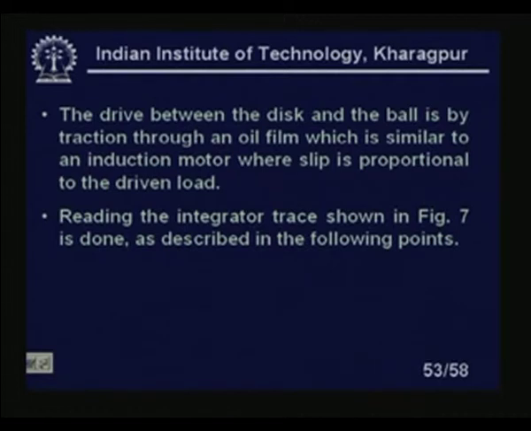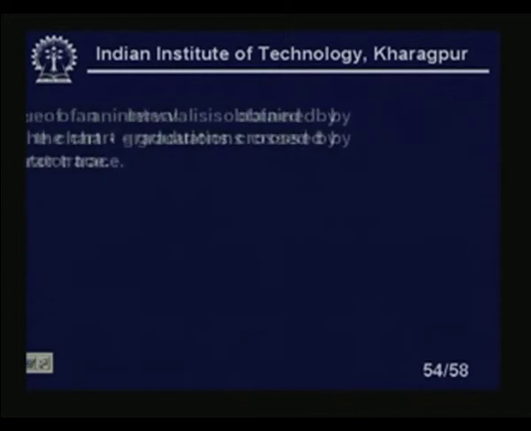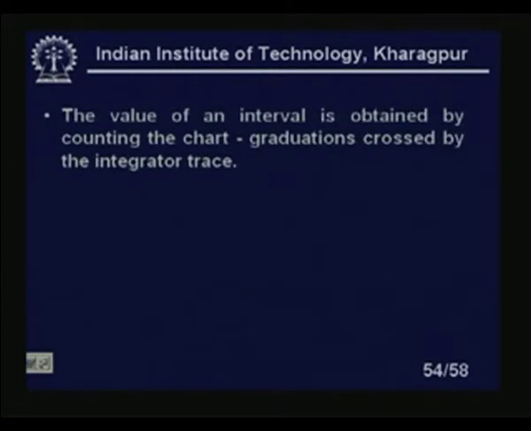Reading the integrator trace shown in figure 10 is done as described in the following points. First step is to establish the desired chart time interval from the recorder pen trace of the chromatogram and project directly down to the integrator trace. The value of an interval is obtained by counting the chart graduation crossed by the integrator trace.